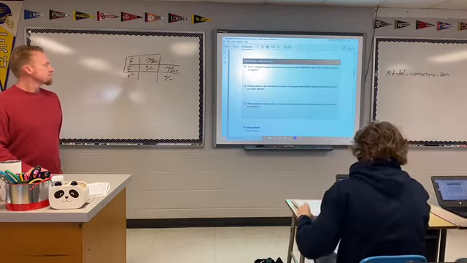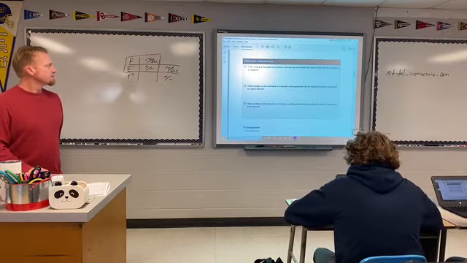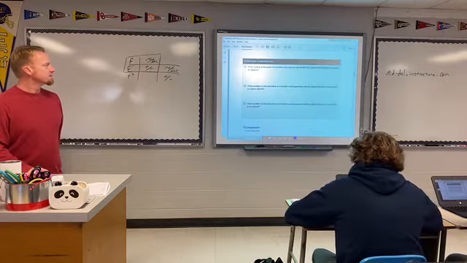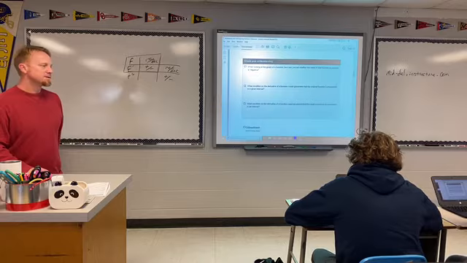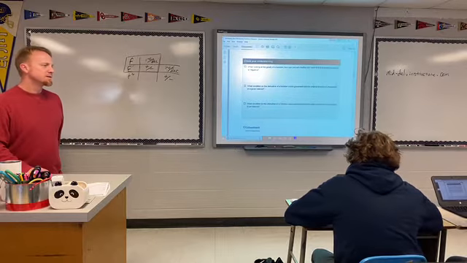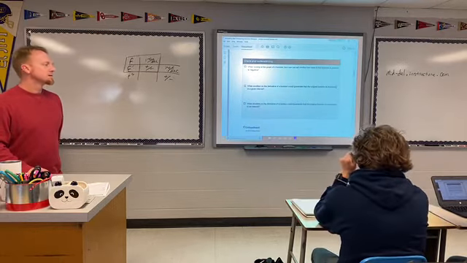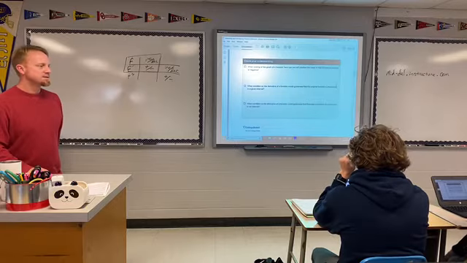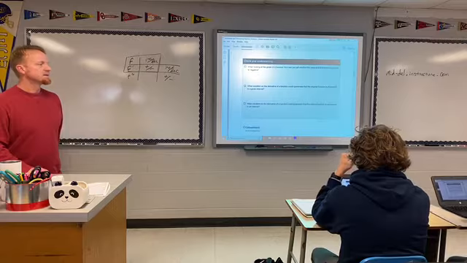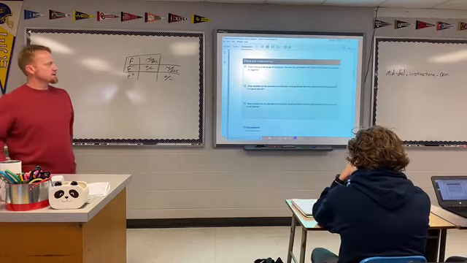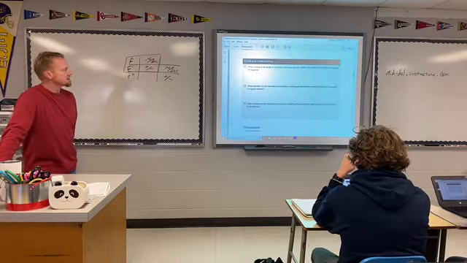All right, Wilson, what do you got for the first one? When looking at the graph of a function, how can you tell whether the value of that function is positive or negative? If it's above the x-axis, or below it. So if it's above the x-axis, we're positive. Below the x-axis, we're negative.